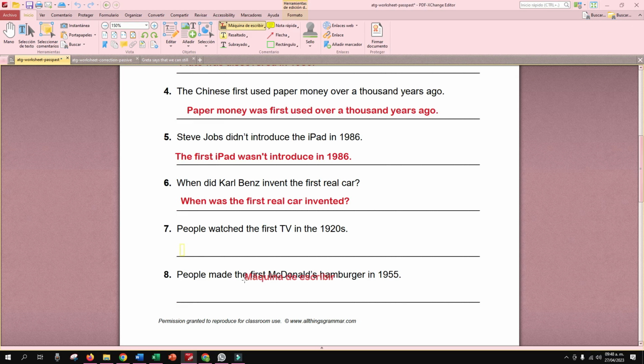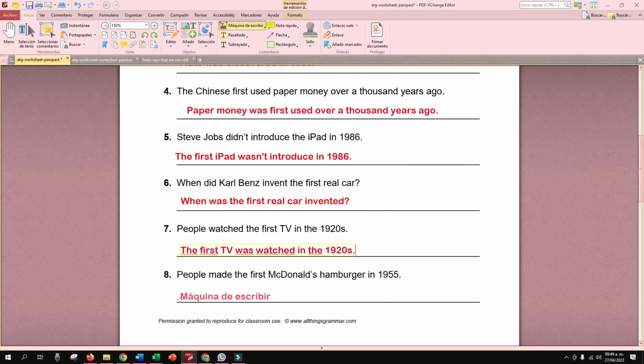People watched the first TV in the 20s, right? So, which could be that one? The first TV was watched in the 20s, right? That's good. Excellent. So the first TV was watched in the 20s.